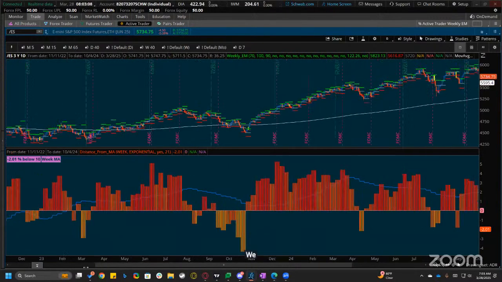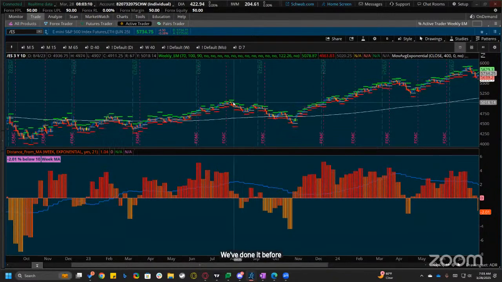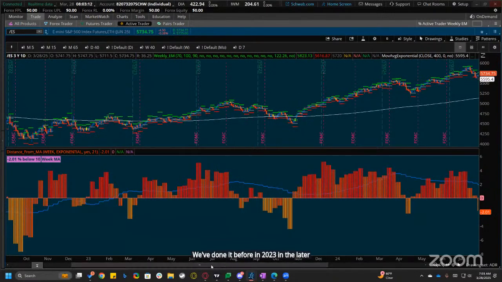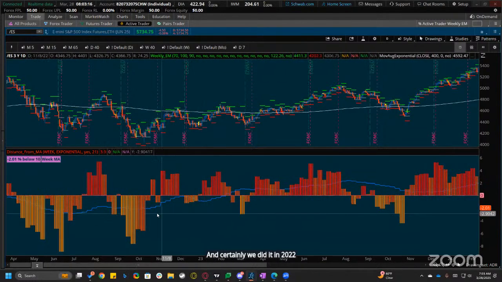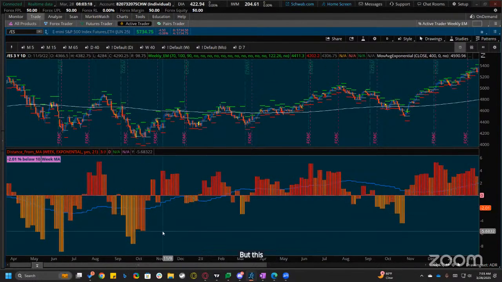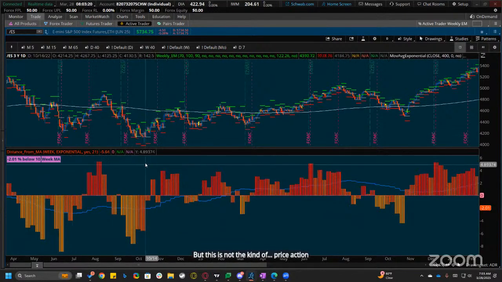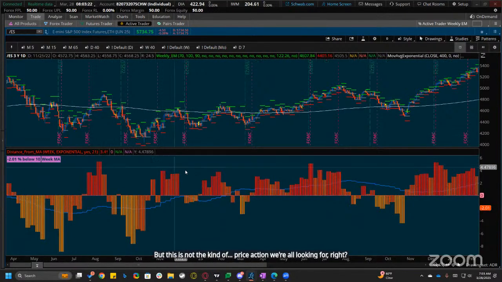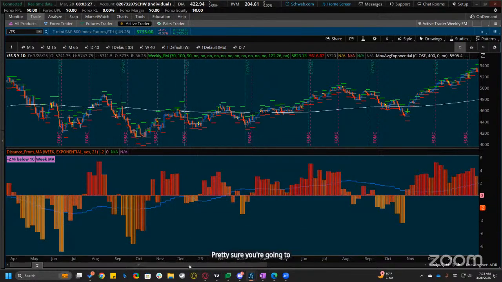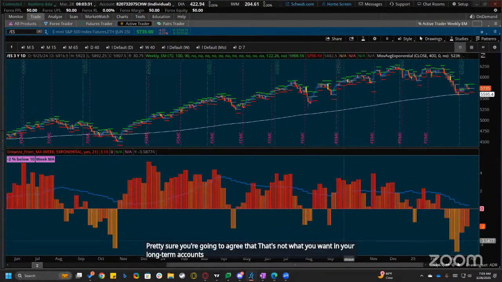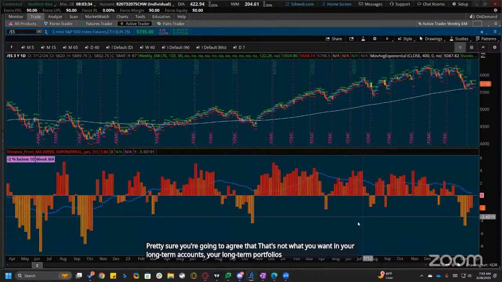We've done it before in 2023, in the later part of 2023 when we got weak, and certainly we did it in 2022 in the bear market. But this is not the kind of price action we're all looking for, right? Just go back to 2022 and take a look at it. Pretty sure you're going to agree that that's not what you want in your long-term accounts, your long-term portfolios, that kind of weakness and bleeding.